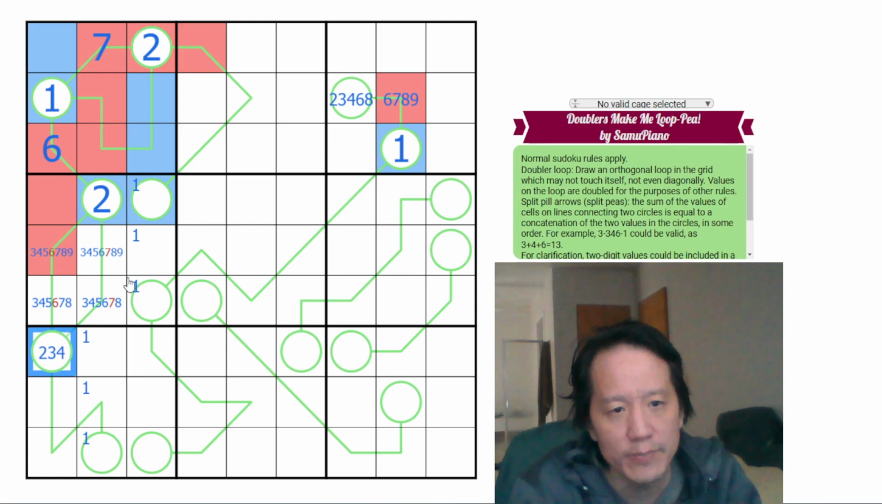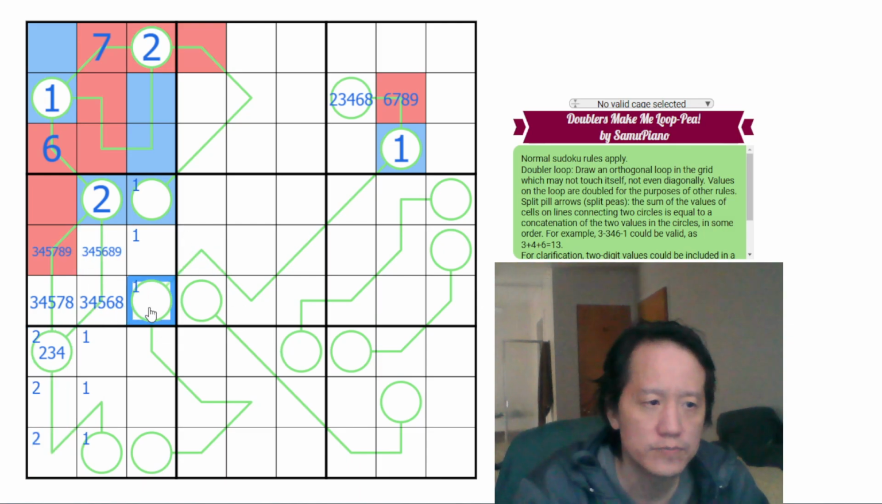So this cannot be 6. There cannot be a 7 here. There cannot be a 6 here. So the 2 we know is one of these. Okay, so this is 41, which means these 2 are doubled and these 2 are single, right?